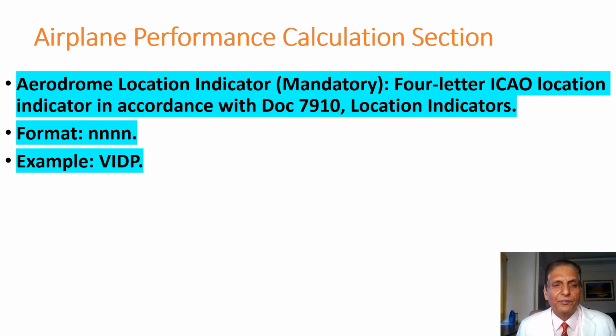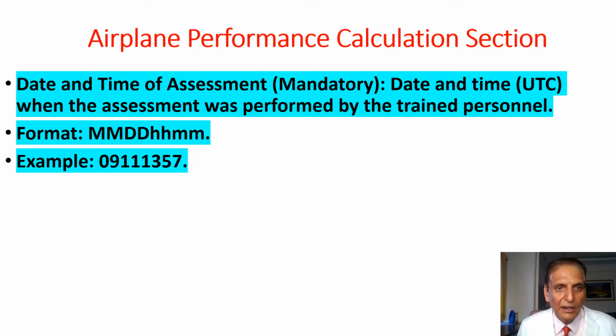Now next is the aerodrome location indicator. It is a mandatory requirement. It is a 4-letter ICAO location indicator in accordance with DOC 7910 location indicators. This is the format, example VIDP for Delhi. Date and time of assessment is also mandatory. Date and time in UTC when the assessment was performed by the trained personnel. This is the format. Example is like 11 September, so 09 for September, 11 the date, and 1357 is the time in UTC.